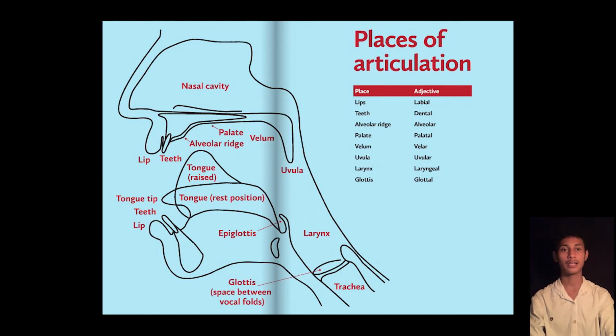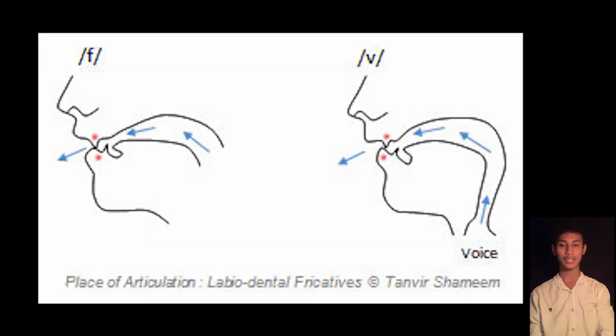Next is the velum, and we can say the adjective is velar. And the uvula, the adjective we can call uvular. And the larynx and others. The place of articulation is the point in the mouth where the air stops, and the alveolar ridge is the top of the mouth near the teeth.